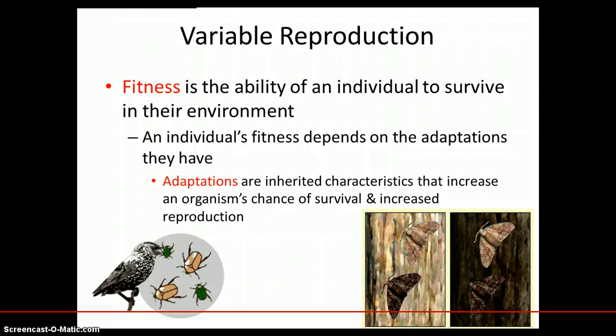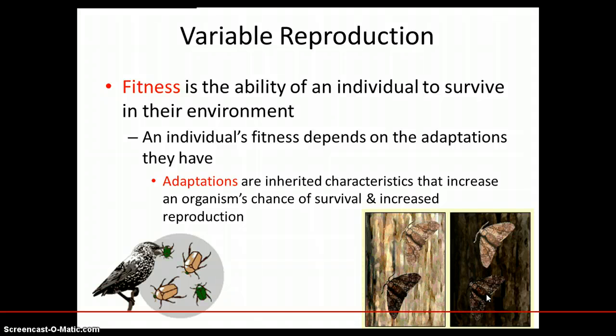But now comes the Industrial Revolution, humans produce a ton of pollution, and the ash trees that were once nice and white are now dark. Well, the dark moths now have an advantage of fitness because they blend in, and so they're able to survive in their environment and also reproduce.